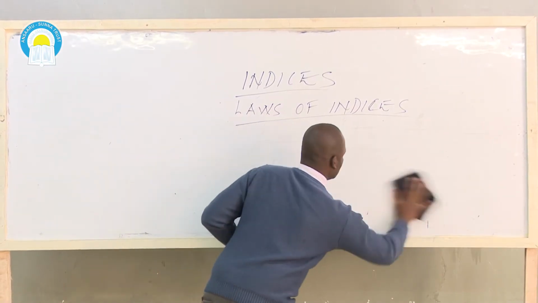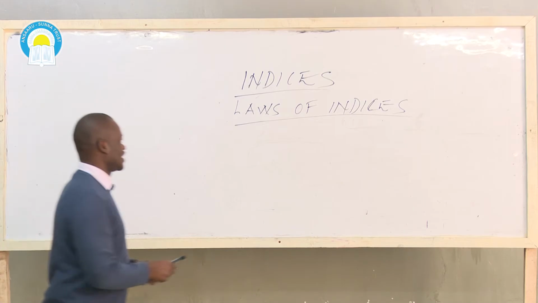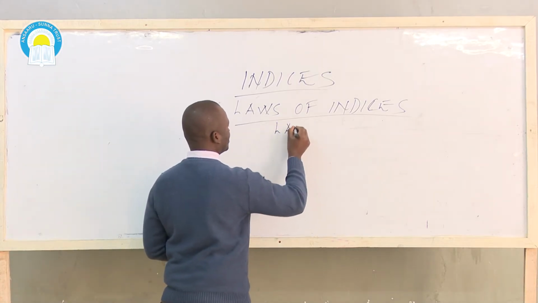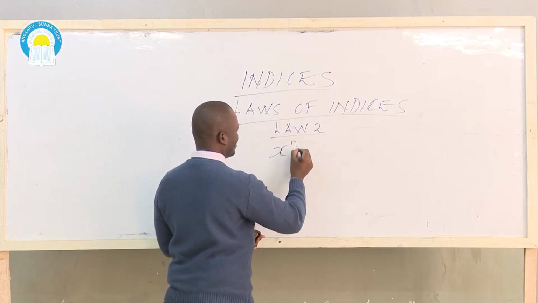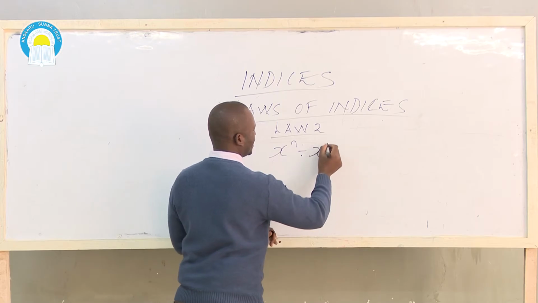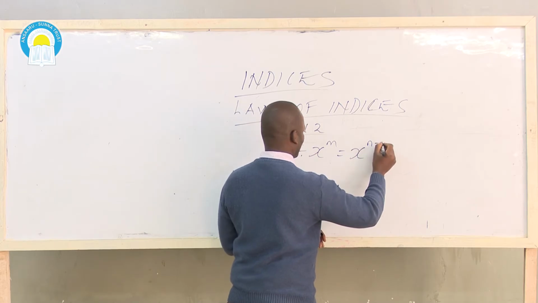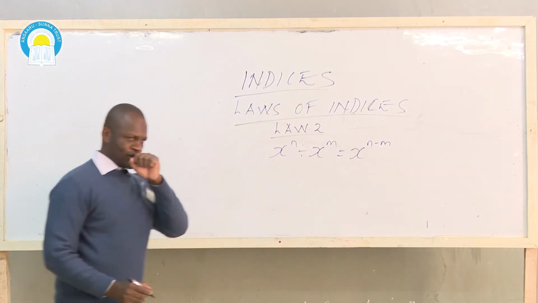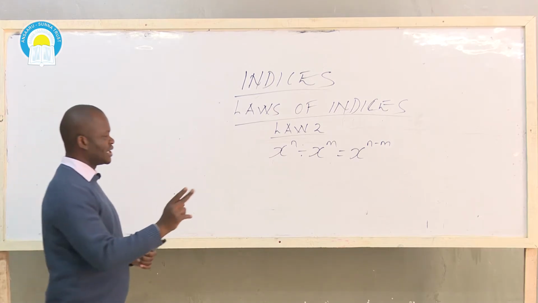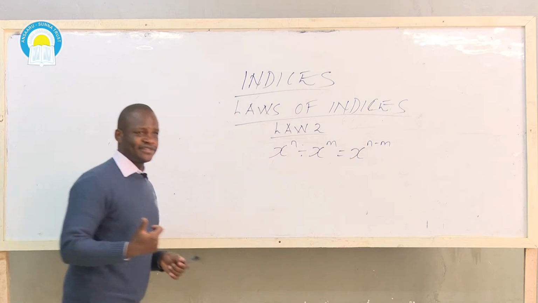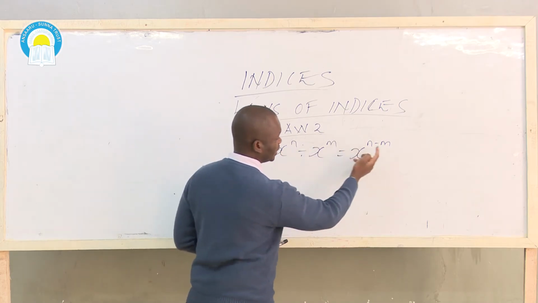And law number 2, I give the law, then we discuss what? The conditions in the law. Now, law number 2, we have x power n divided by x power m is equal to x power n minus m. So for this law, what are the conditions? 2 conditions. Number 1, the base must be similar. Number 2, the operation must be division. So what do you do? You subtract.